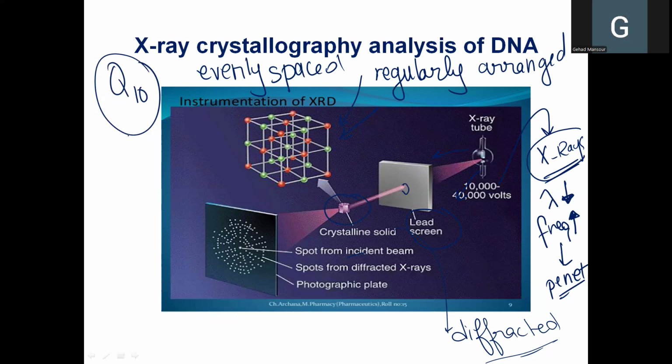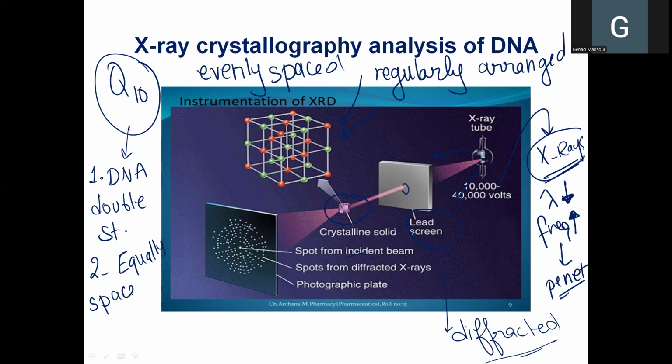So what are the facts that were discovered from X-ray crystallography? The first one is that DNA is double-stranded. The second fact was that the double strands were equally spaced, because from the arrangement of the dots on the photographic plate, she could see that the two strands were equally spaced. And she also discovered something genius, which is that the DNA strands were helical.